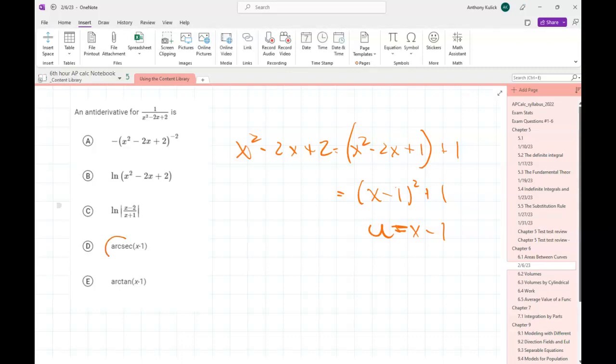Now, you might be concerned with the secant, right? What's the antiderivative for secant? But since the x coordinate isn't negative here, I know I'm okay. Or the x squared isn't negative. The x squared isn't negative there. I'm pretty good at that. I don't think it's going to be the secant one.